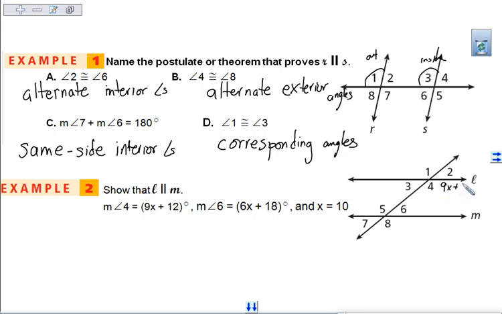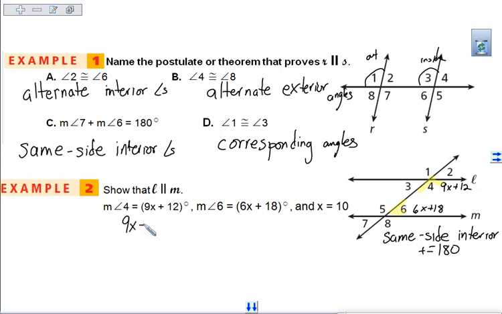Our next one, we want to prove that lines L and M are parallel. We're given information about angle 4 and about angle 6. What kind of angle pair are angle 4 and angle 6? They're same side interior angles. And what do we know about same side interior angles? They're supplementary. They add up and equal 180 degrees. So that's exactly what we're going to do.